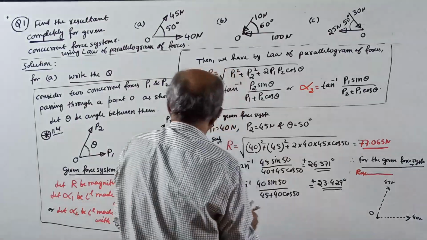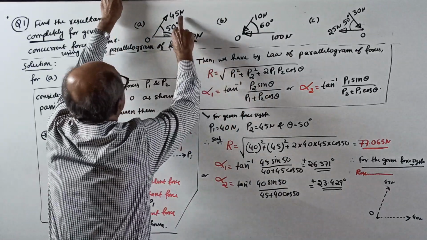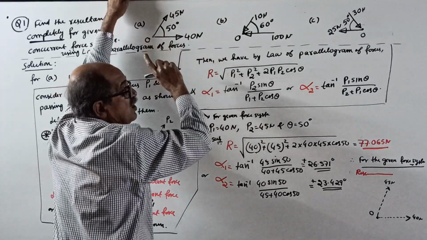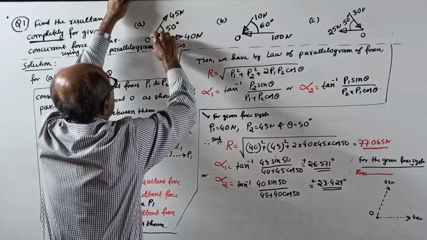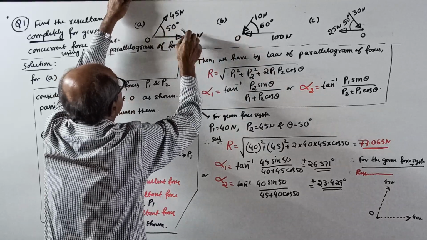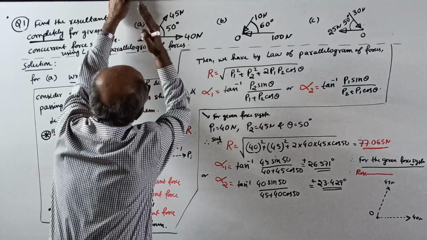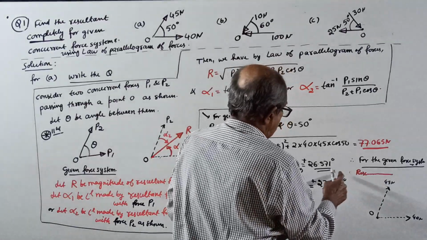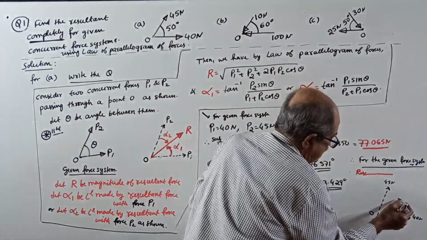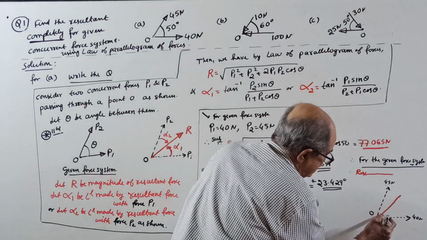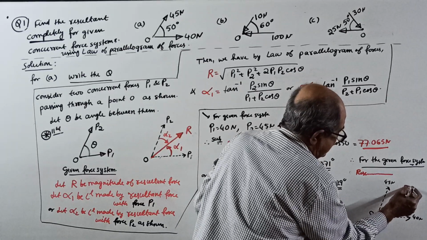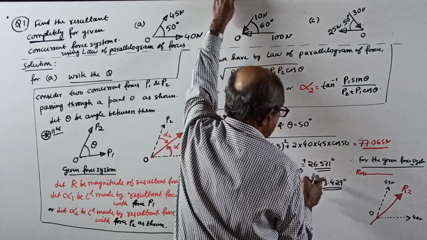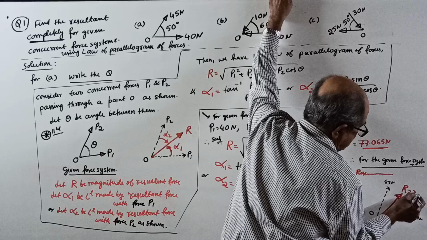One more thing, observe here. This is 40, this is 45, a little higher force. So the resultant will not bisect. If it correctly bisected, the angle would be 25 degrees, but the resultant will go slightly to that side. So from 40, it will be a little more than 25 degrees. We got 26 degrees, a little more inclined to this one. Resultant R equal to 77.065 Newton.